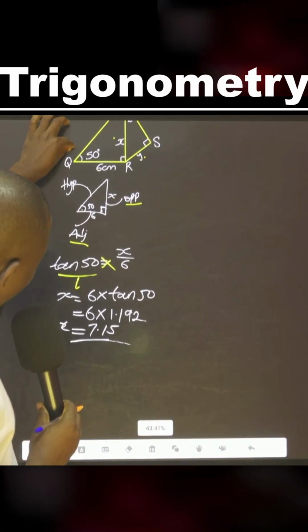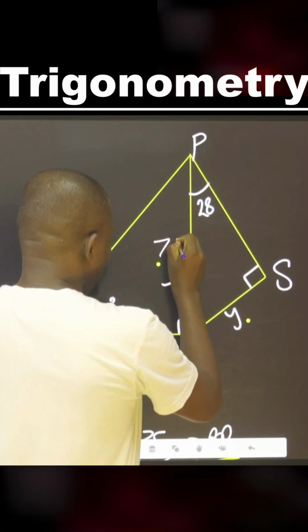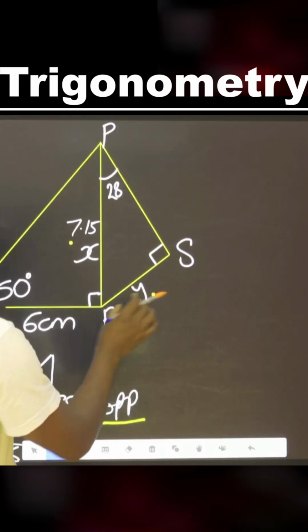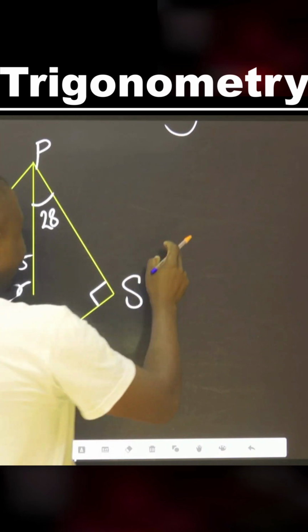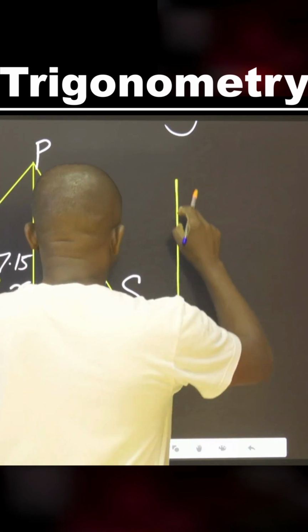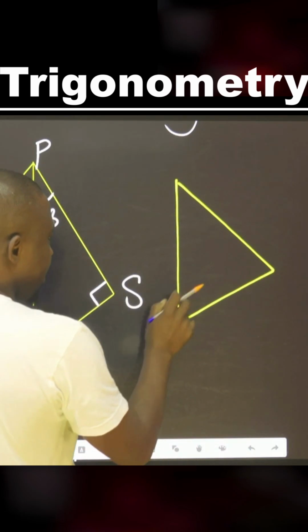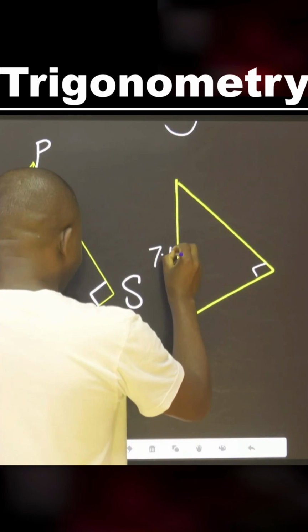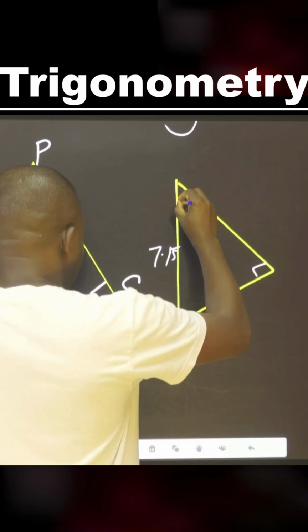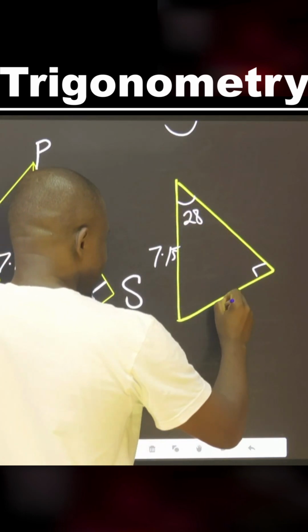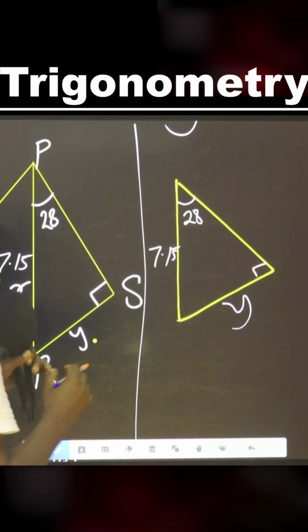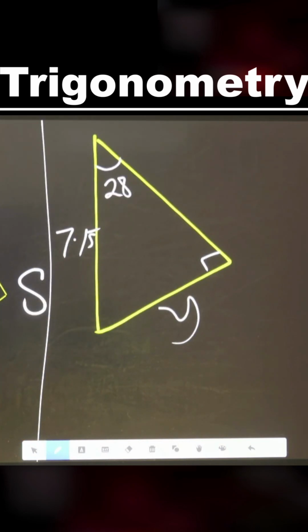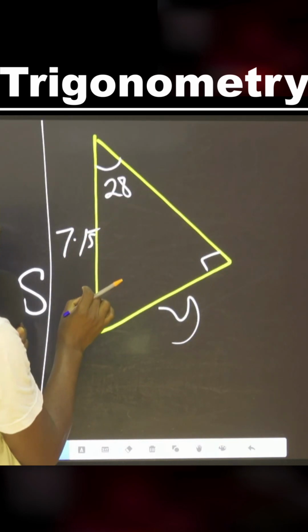Now we have this to be what? 7.15. I also want to draw this out. If I draw this out now, I'm going to have, okay, this is 90. This is 7.15. This angle is 28. This is y. Okay, so with this now, we can move forward.